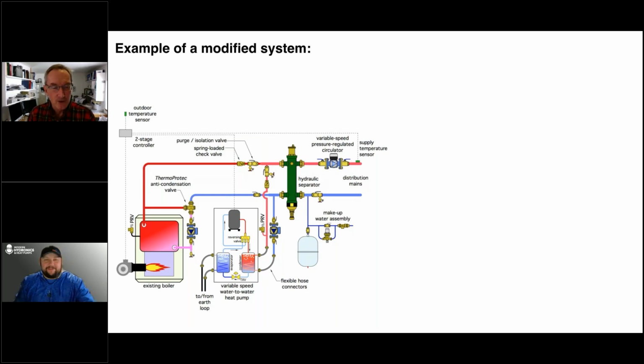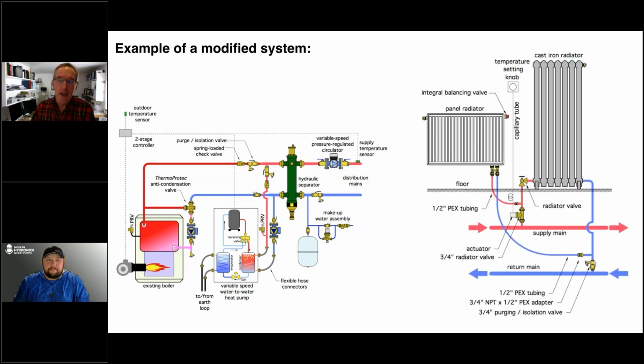We've got the 2 heat sources. They both go to a hydraulic separator. And then over on the distribution side, I'm just showing how you could add a panel radiator. You could actually tee it into the takeoffs for the cast iron radiator. You could put a thermostatic valve in to regulate flow through both of them and use a capillary tube up to a knob. You could also do this with a zone valve and a thermostat if you want to do it electrically. But that's a simple way to do it.